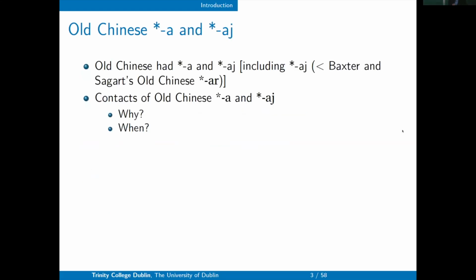First, as we all know, Old Chinese had *R and *I, which correspond to traditional 鱼部 and 歌部. In this research, I will not distinguish the common cases of *I from those cases originally from *AR in Baxter and SOAS Old Chinese. Instead, I will focus on the interactions between Old Chinese *R and *I, aiming to figure out why there are interactions between them and when this interaction appeared in the history of Chinese.